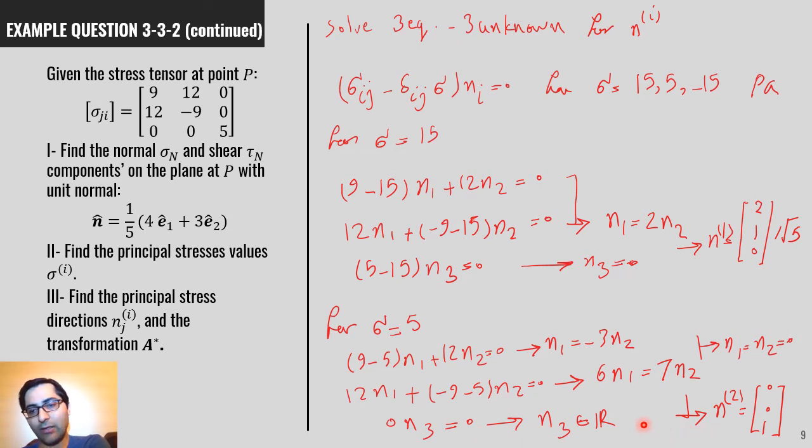So basically, n2, the second principal director, is a vector with any value for n3 and n1 equal to n2 equal to 0. We set the n3 to 1, so it becomes a unit vector.